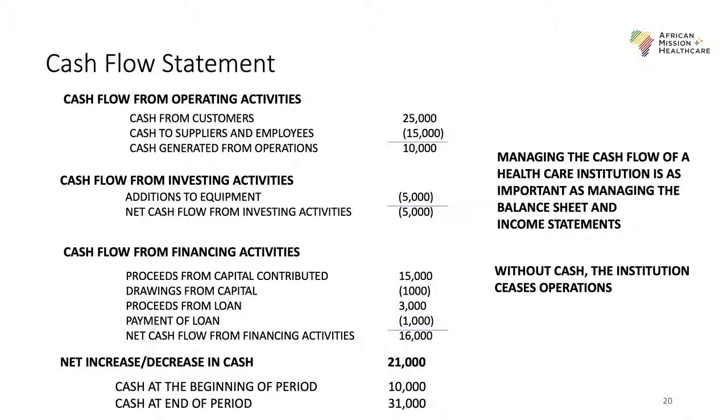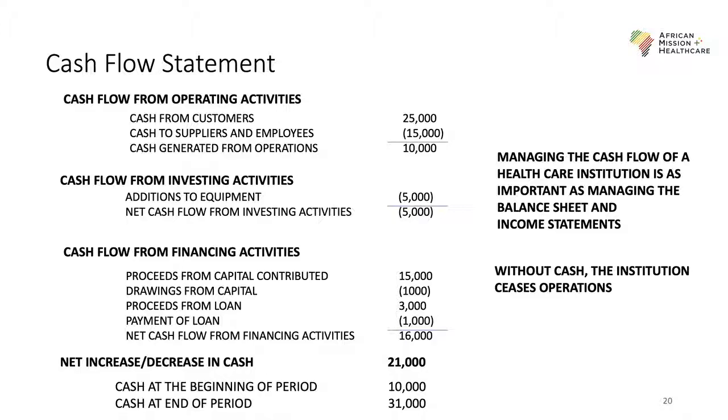Now, the third financial statement that we're going to talk about is called the cash flow statement. And the cash flow statement summarizes the sources and uses of cash. So without cash, the institution often ceases operations. It's unable to operate. So even if liabilities are greater than assets from the balance sheet, cash often allows the institution to keep running. And we have cash flow from operating activities.